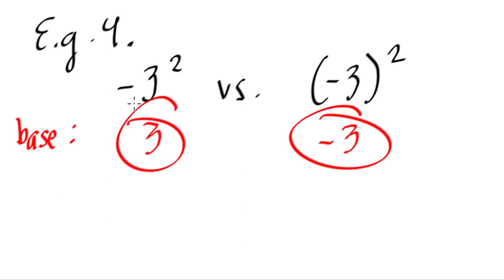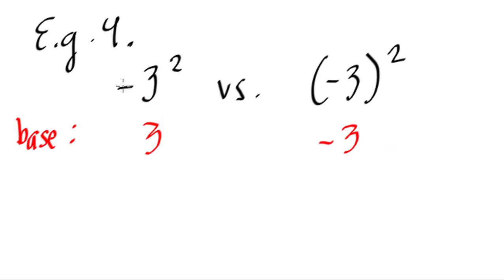Sir, how about the negative sign in the first part? This negative sign is actually done as a multiplication after we raise 3 to 2. You can imagine it like this: the negative sign is outside the 3 squared. So it's going to be 3 squared and then multiplied by negative 1.